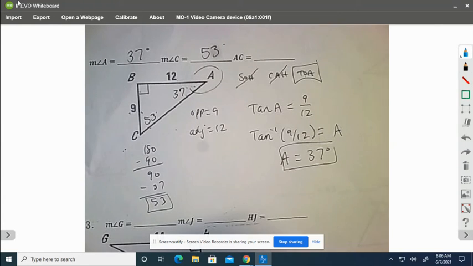Ariana, can you hit the lights up there? I just realized the board's kind of hard to see.